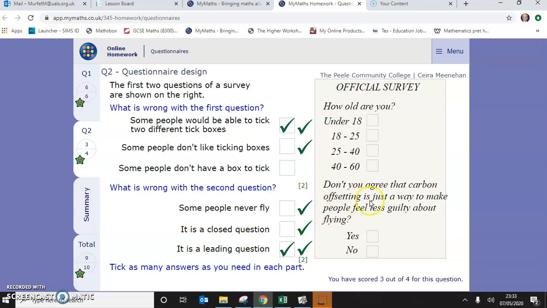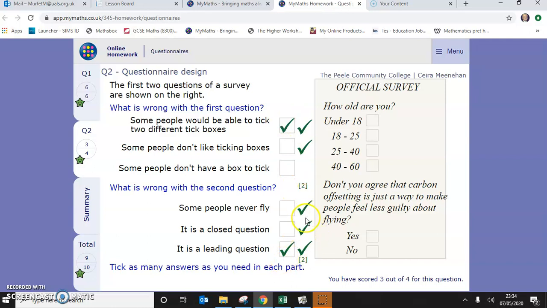It's a closed question. Don't you agree that carbon offsetting is just a way to make people feel less guilty about flying? There's a yes and no answer. Anything yes and no is going to mean it's a closed question. And it's a leading question. Definitely it's a leading question. So if I was to pick 1 box, if it had to be 1 answer, it would be that one and that one. Okay? Really important, because sometimes more than 1 answer is correct, but that is the more realistic answer. If it was a 1 answer question, those would be the 2 you tick.